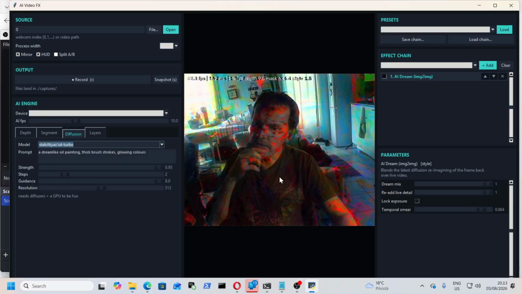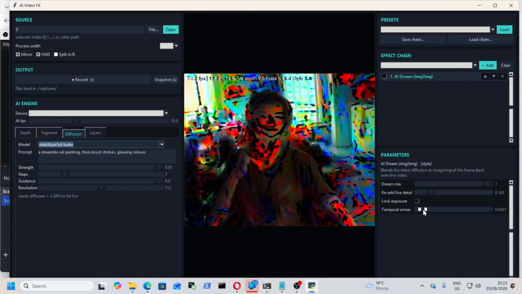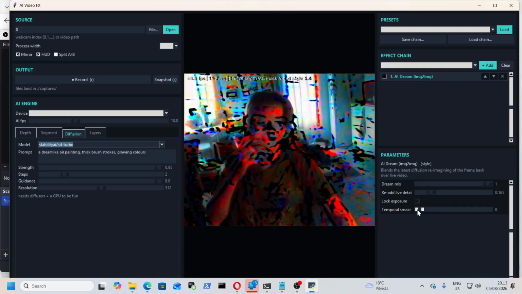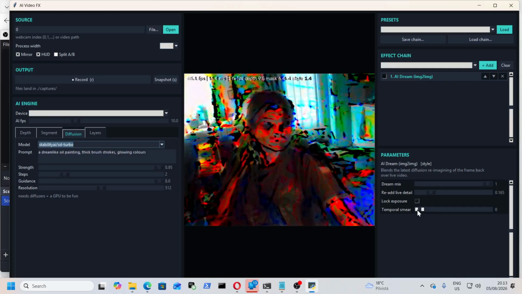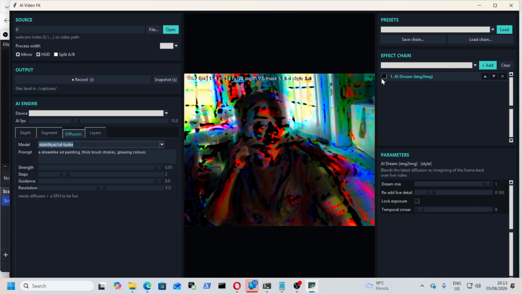Oh, there it is. So here we have a more normal AI thing, but I think something is a little bit off. Okay, so now we are getting it, interesting. The temporal smear has to be at 0, but this does just the normal AI. Every frame is different.